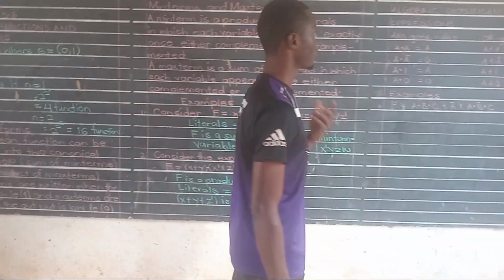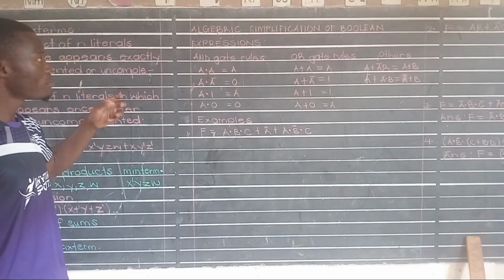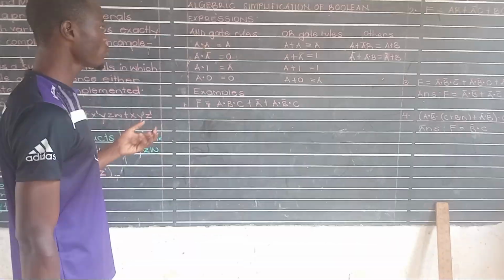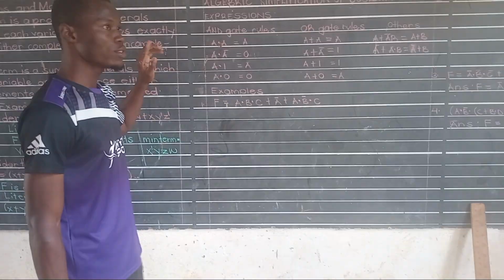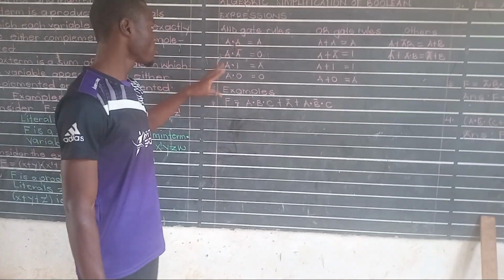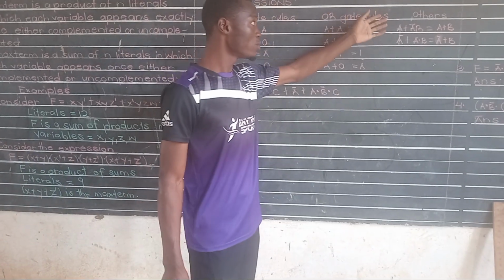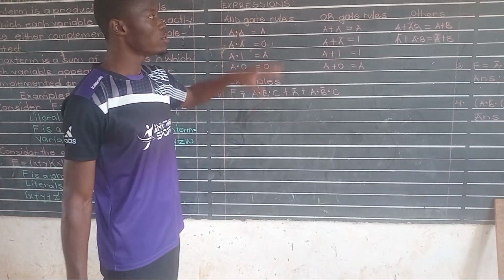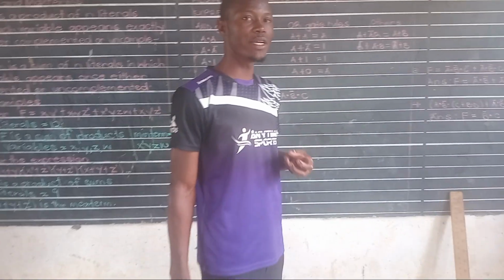So I'll proceed to the algebraic simplification of Boolean expressions. I summarized these laws because they were discussed in the previous sections before this one. So this is the AND gate rules, the OR gate rules, and others, for example, the distribution law. We use these laws, or the Boolean laws of algebra, in simplification of Boolean expressions.